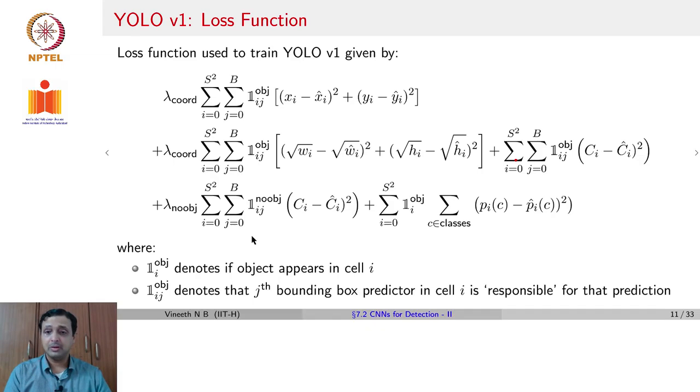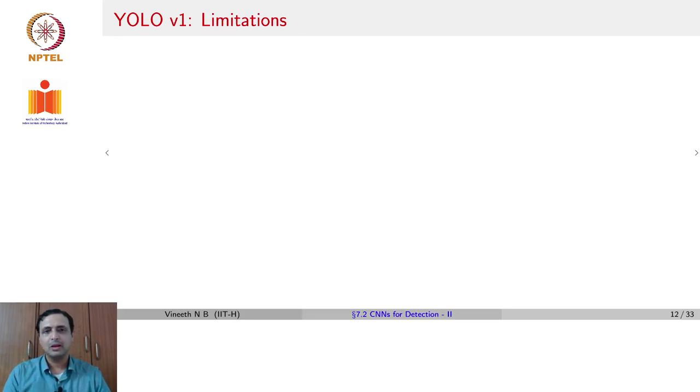And you do the same even when an object is not present. You would want the confidence to match the expected confidence, which in this case would be 0. So these two terms in a sense are complementary for positive and negative classes. And finally, the last term here denotes the conditional class probabilities matching the expected conditional class probabilities. So these are the different terms in the loss function used to train the network.